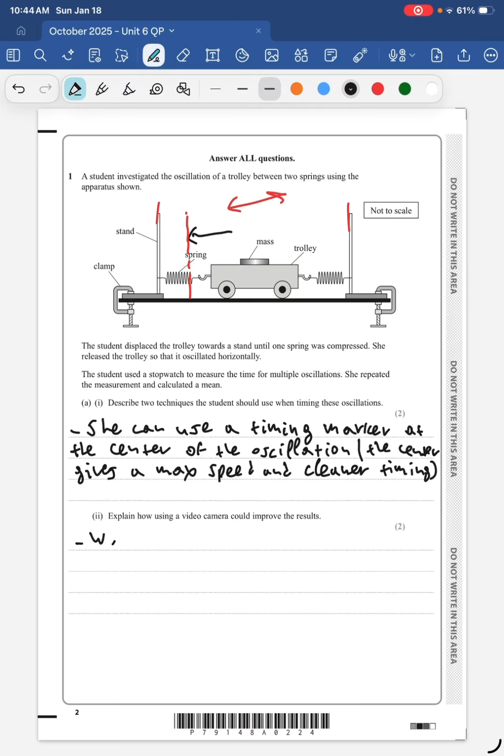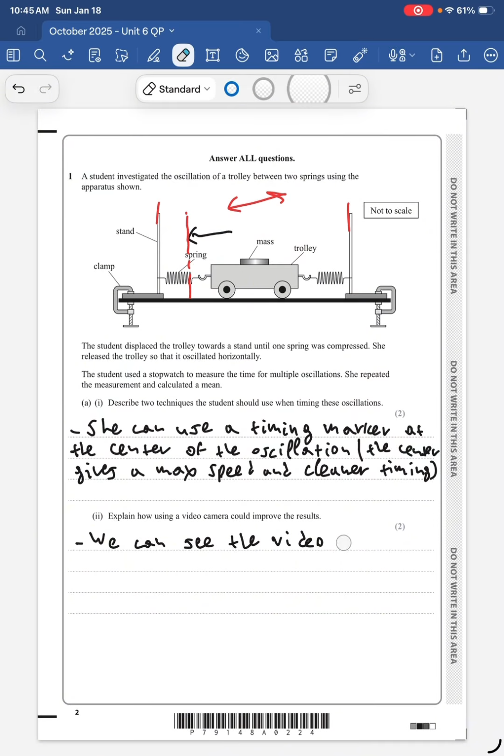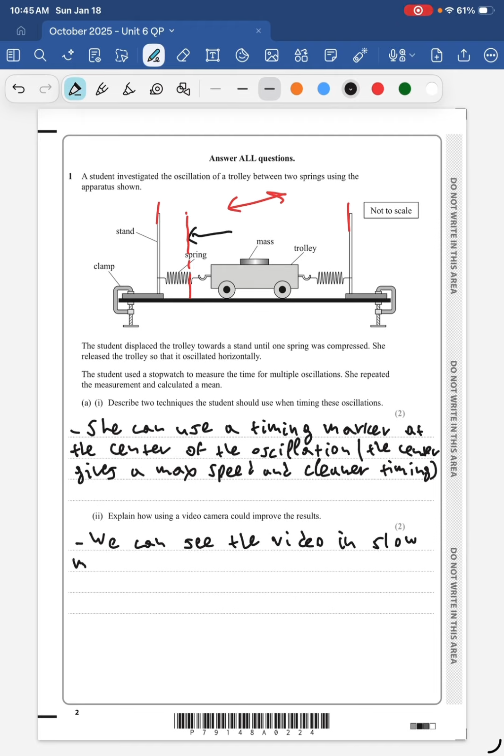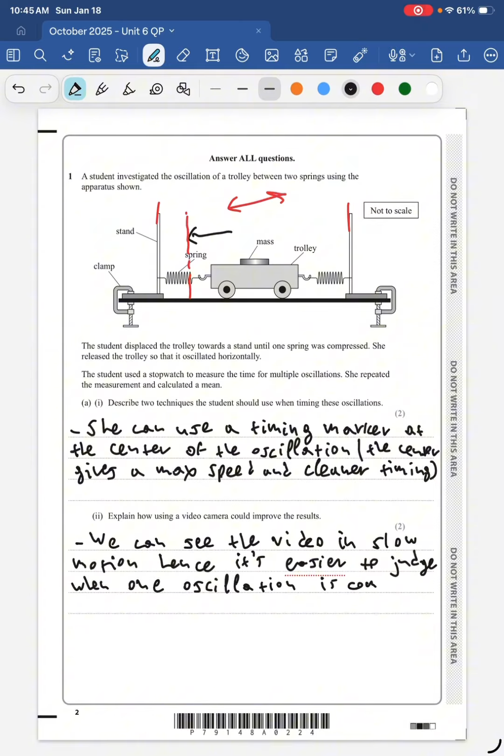So we can see the video in slow motion. Hence, it's easier to judge when one oscillation is completed. Okay, so this is my response.